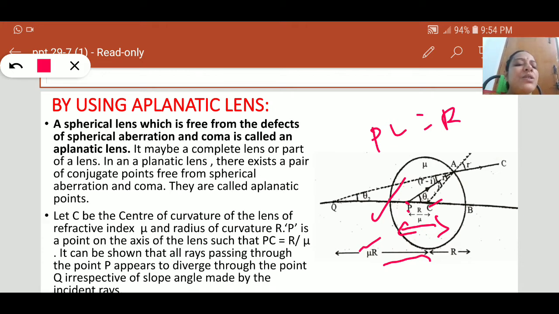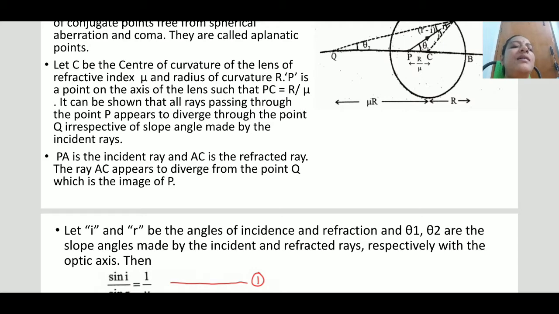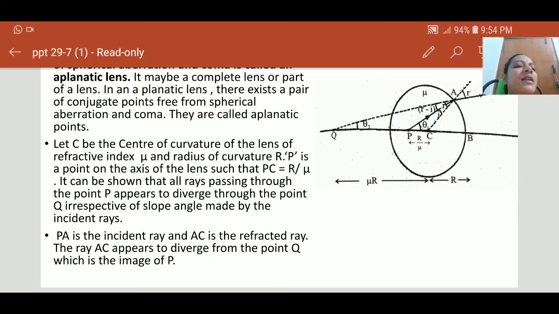It can be shown that all rays passing through this point appear to diverge from the Q point, irrespective of the slope angle made by the incident rays. So we get the image of P at Q. Observe this figure: PA is the incident ray and AC is the refracted ray.